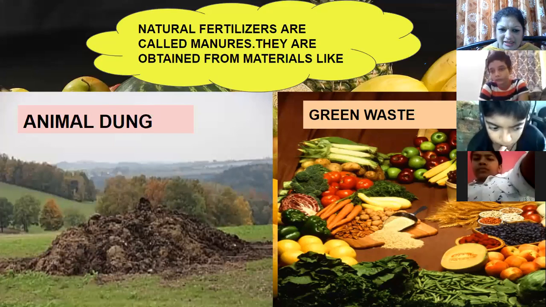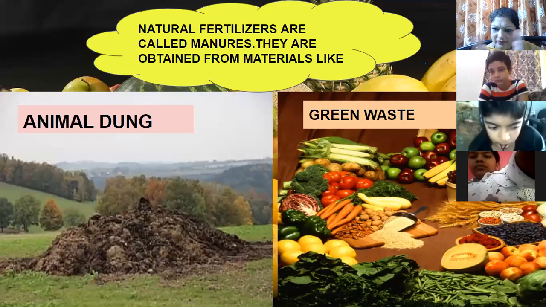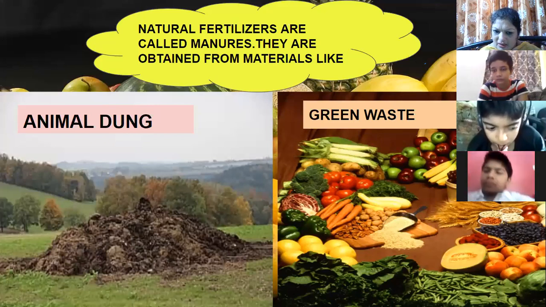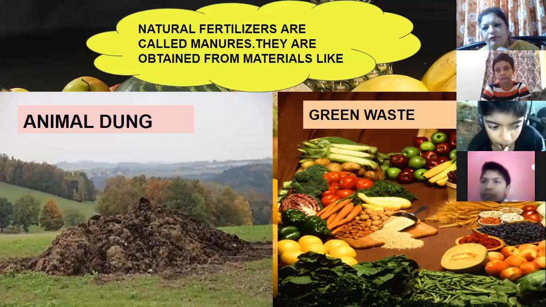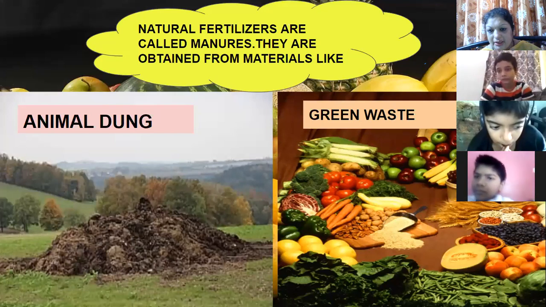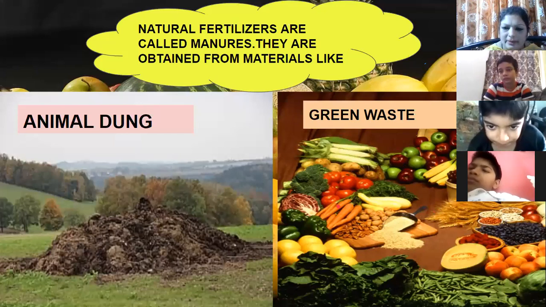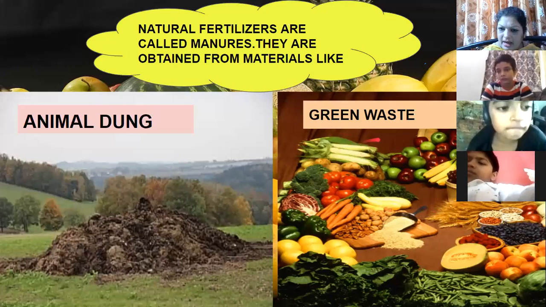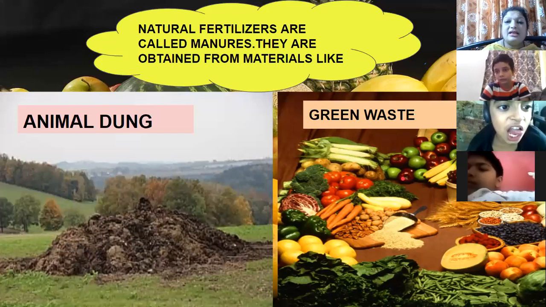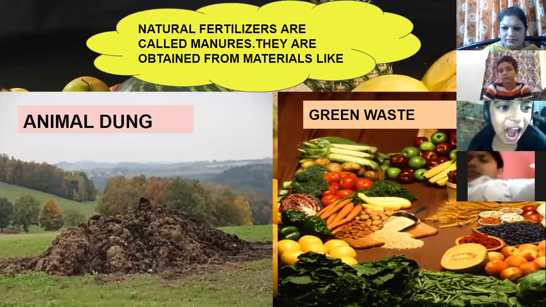Nowadays we are separating dry garbage and wet garbage. What is this wet garbage? Wet garbage is from the kitchen: the waste of fruits, the peels of fruits, vegetable waste, garlic peels, onion peels. All this garbage is green waste, boys. This is actually a good manure for the plants. It is very nutritive for the plants, and that's why this comes under natural fertilizers.